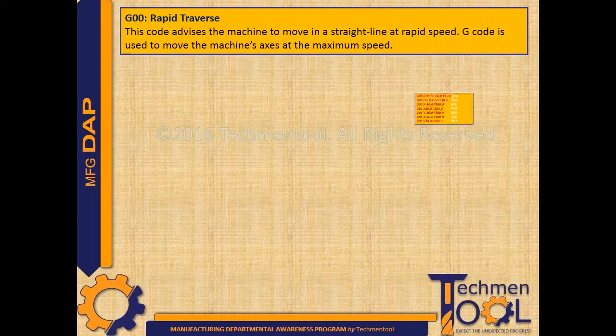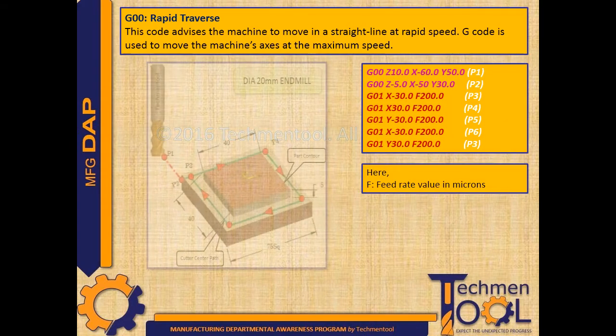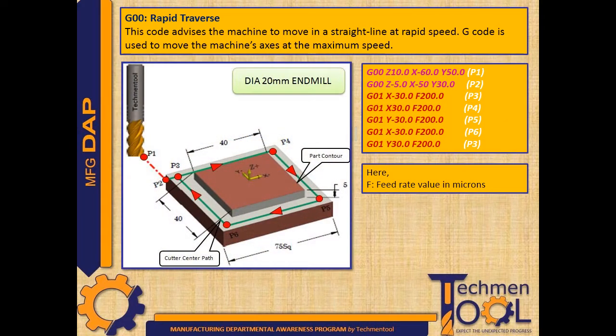G00 rapid traverse. This code advises the machine to move in a straight line at rapid speed. The G00 code is used to move the machine's axis at the maximum speed. In the sample program, G00 code blocks are identified with pink color.